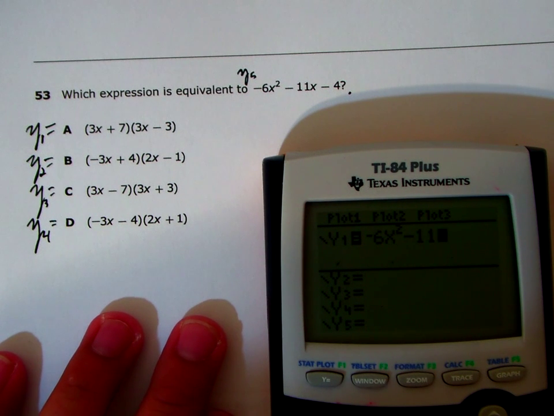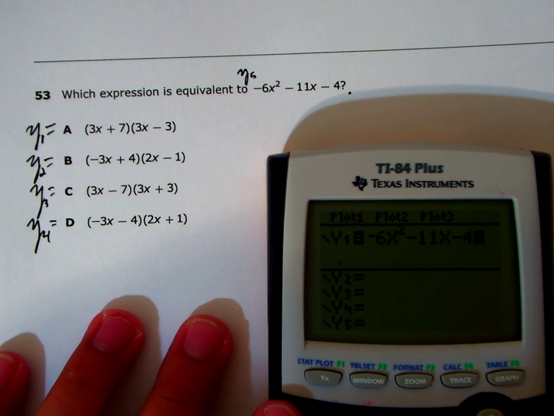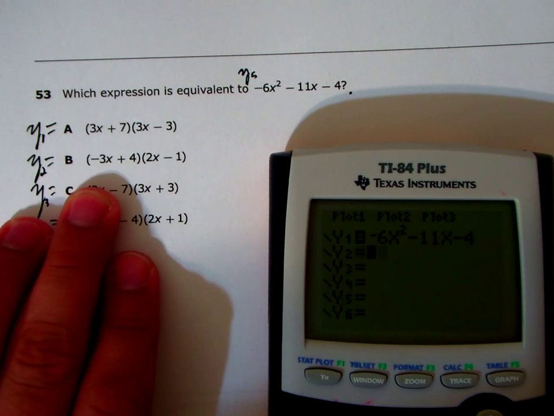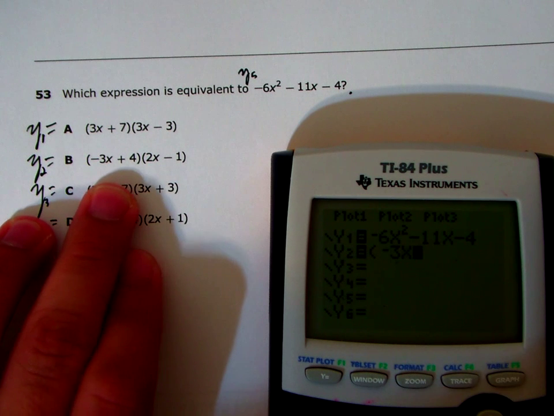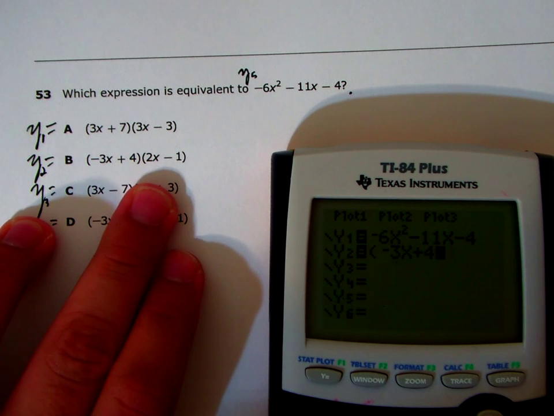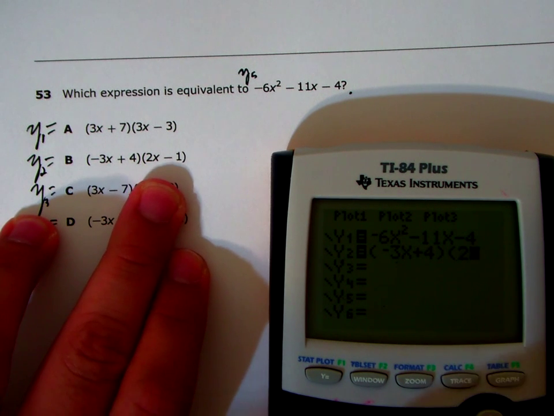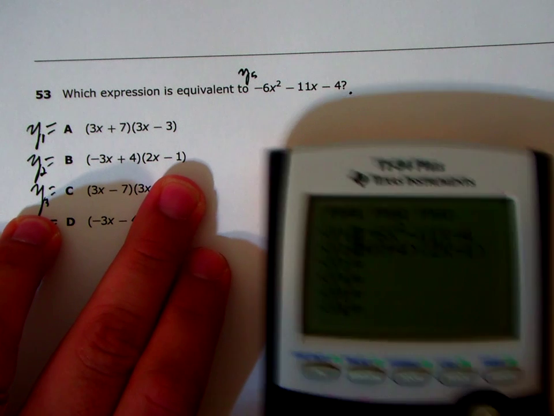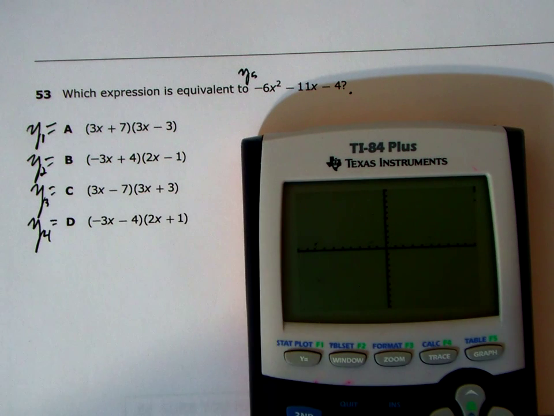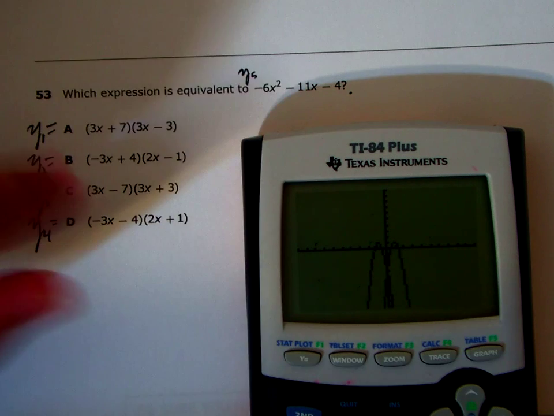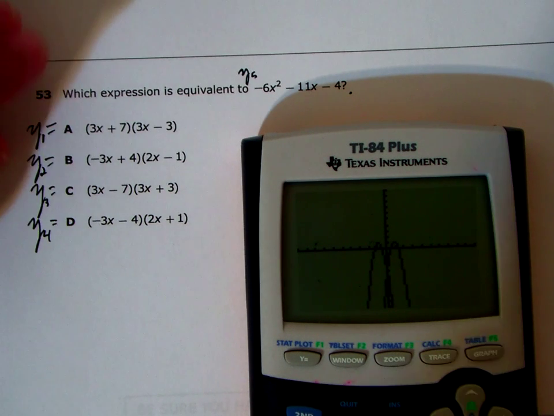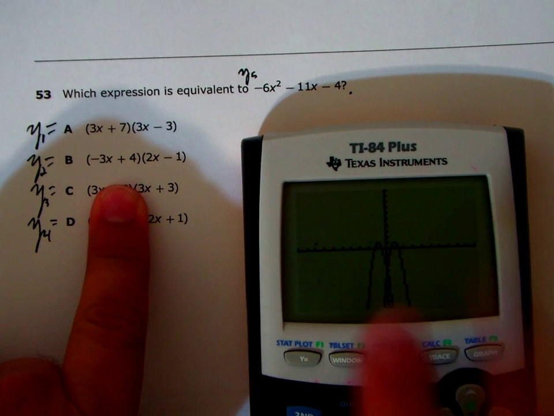X minus 4, right? So then the next one I'm going to compare it to is negative 3x plus 4, close parentheses, open parentheses, 2x minus 1. Alright, we're going to graph it. Let's see if they look exactly the same. That's one of them, and that's the other one. They don't look exactly the same, right? Because if they look the same, they overlap each other, and we can't see two different ones.